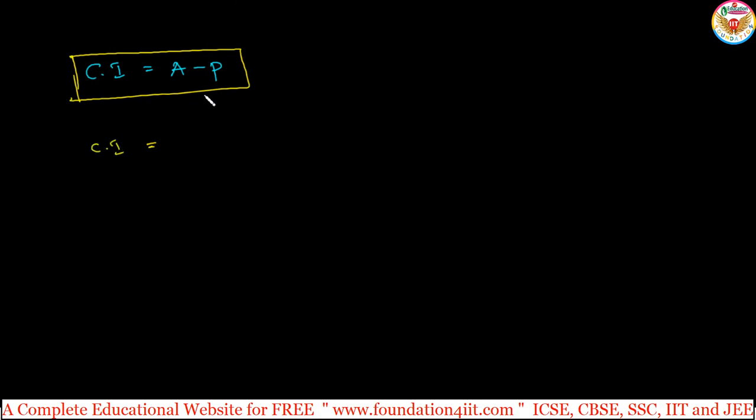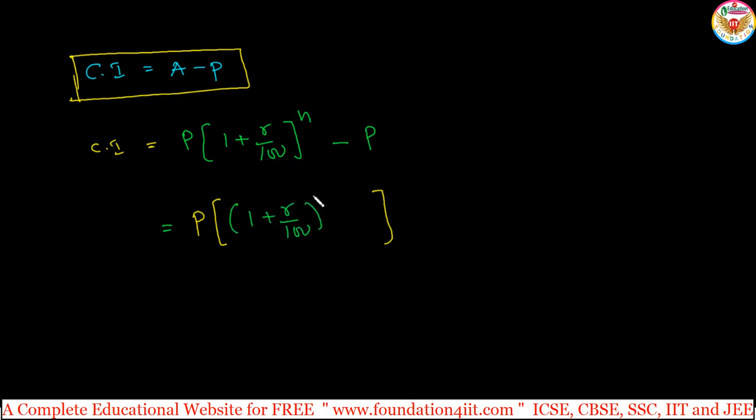Already we know the formula: amount is equal to P into (1 plus R by 100) to the power n, minus P again. Together, you can take P common now. After taking P common, in one bracket the remaining is (1 plus R by 100) to the power n minus 1. So P into, in the bracket, (1 plus R by 100) power n minus 1. First calculate this, subtract 1, and multiply with P. This is to find out the compound interest.